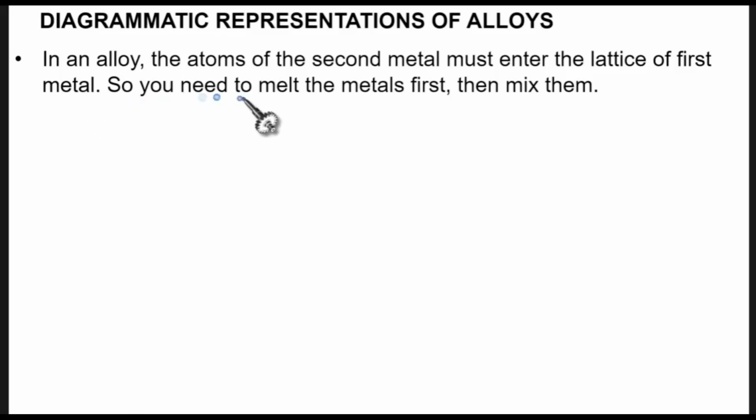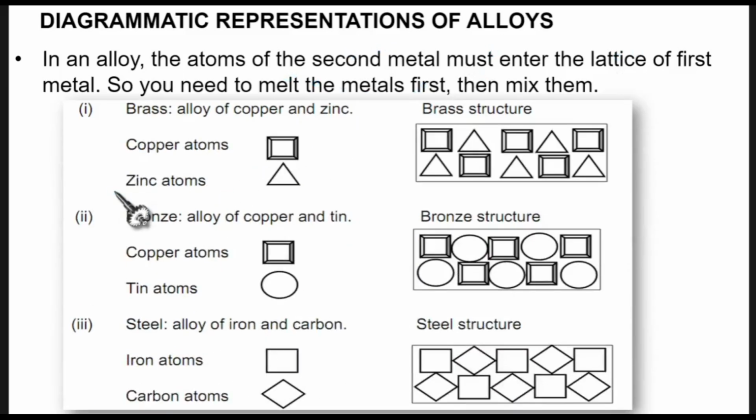So you need to melt the metals first, then mix them. In making alloys, the metals that make up the alloy first have to be melted. You will understand properly when I give these diagrams, which are examples of diagrammatic representation of alloys.